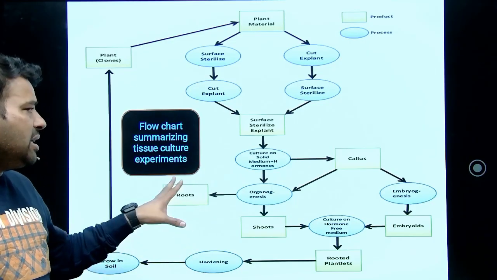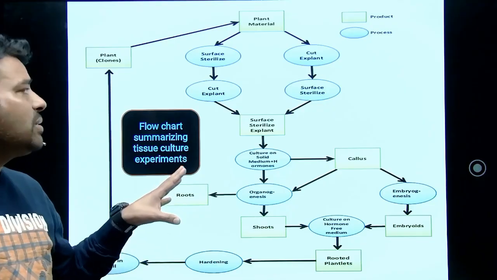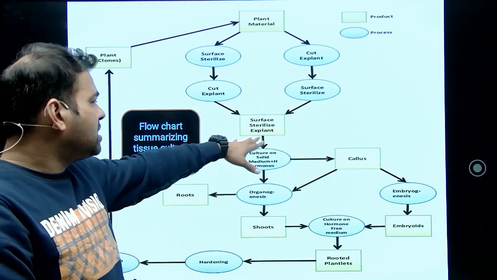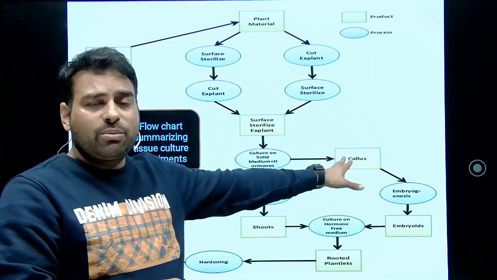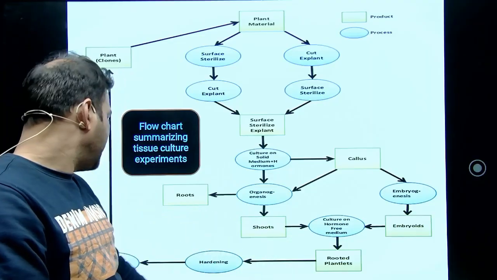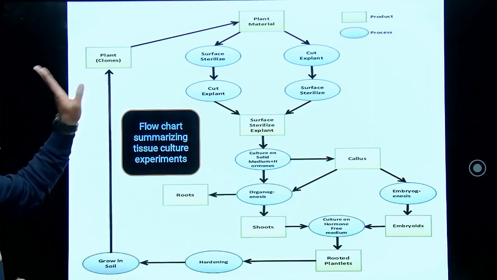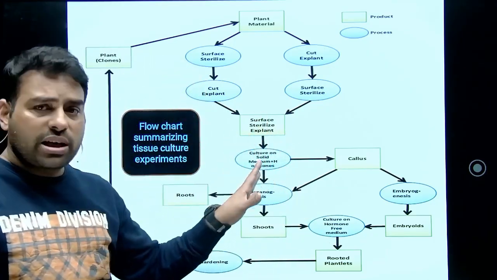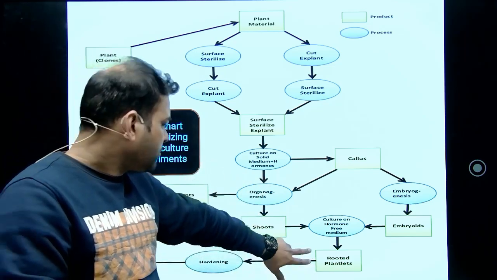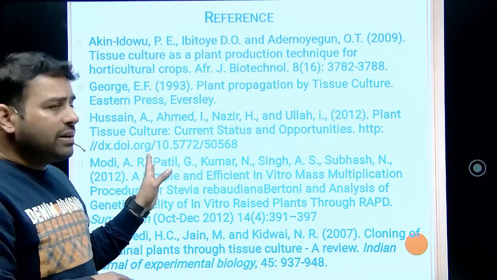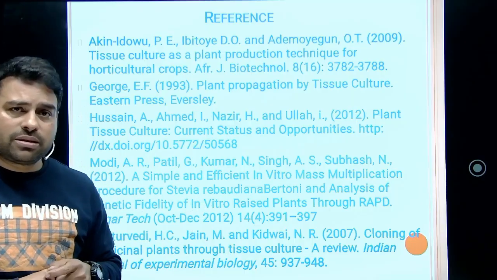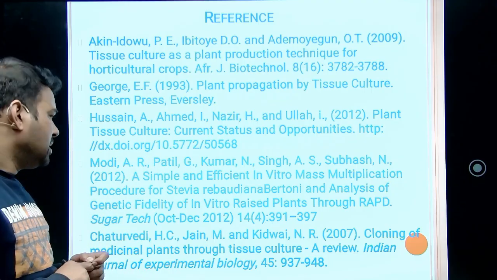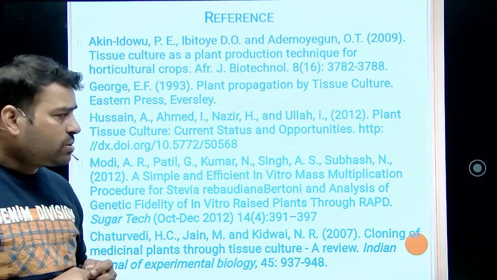This is the protocol or setup of a lab. First we start with plant material, cutting the explant, then surface sterilization, then we transfer it into media, then callus production, then shooting, rooting, and hardening and growing in soil, then we can produce plant clones. This has already been discussed in the earlier slides. This is a flow chart for understanding. These are the references taken from web sources, some books, and some research papers, so you can follow these references also.